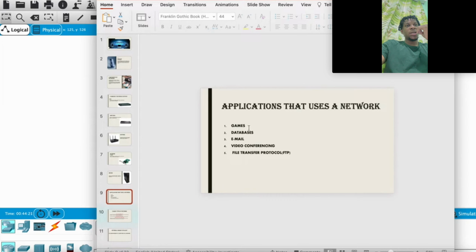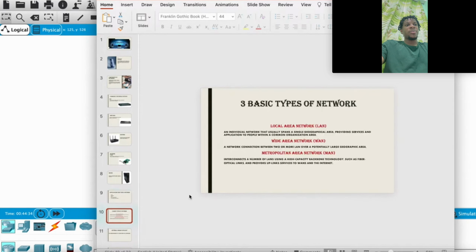Applications that use a network. We have number 1, we have games, database, email, video conferencing, and file transfer protocol, FTP.